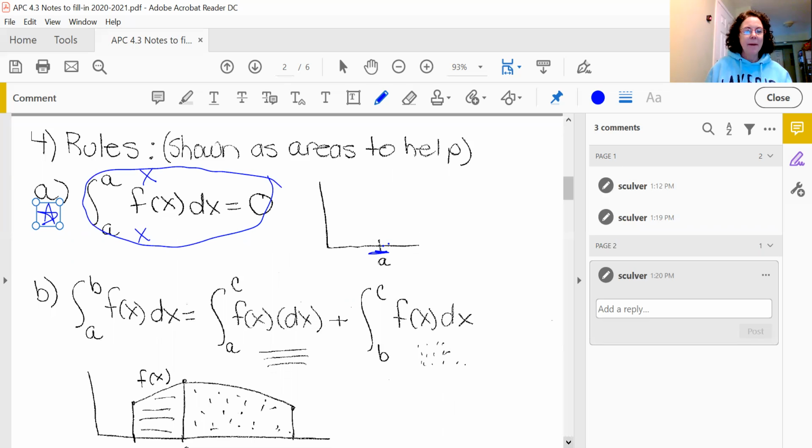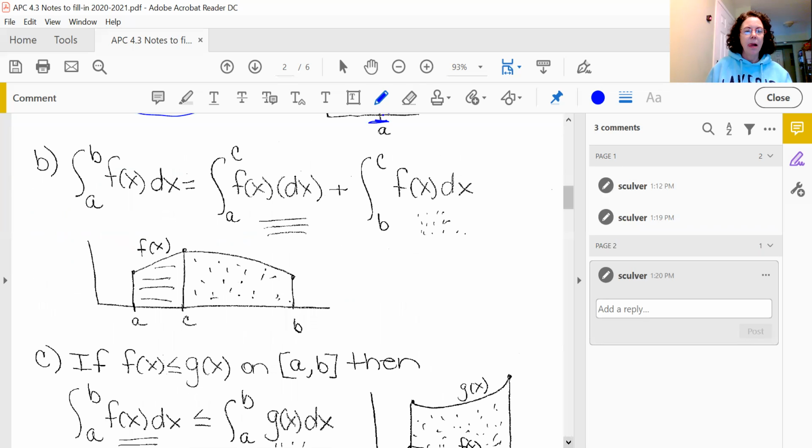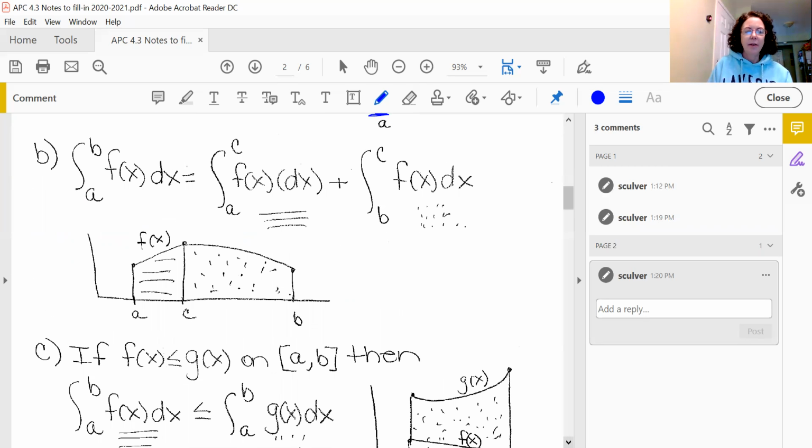Let's take a look at B. When you look at B here, we have the integral from a to b of f of x dx. What we're saying is that it is equal to, I can break it up into 2 separate integrals or 2 separate areas. Let's take a look at this area. We can always draw a picture of an area when you have an integral from a to c.